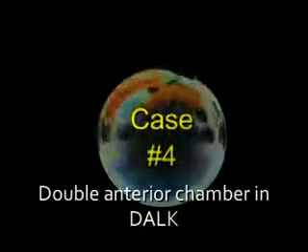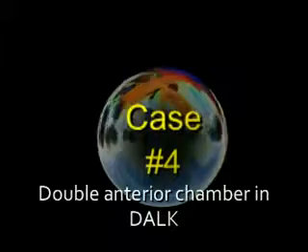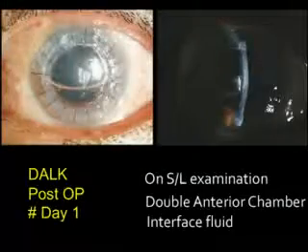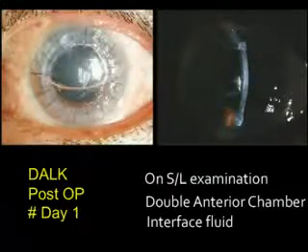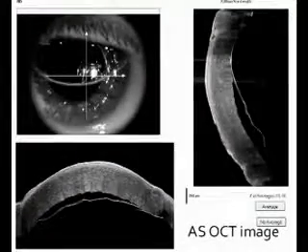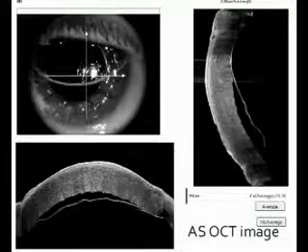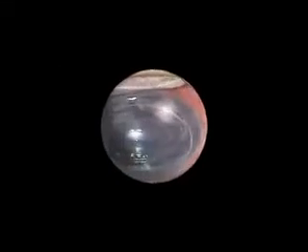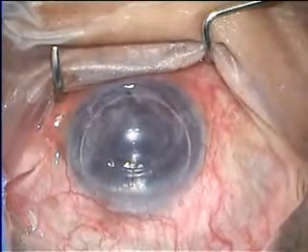Case 4. Double anterior chamber in DALK. Double anterior chamber rarely happens in deep anterior lamellar keratoplasty or DALK procedure. Here, Descemet membrane falls back due to interface fluid accumulation. In this case, the interface fluid was drained fast.